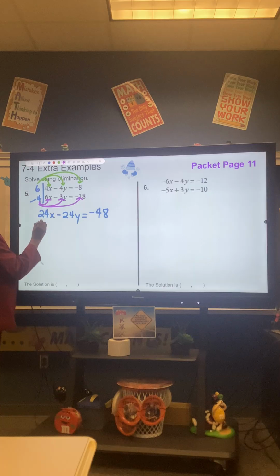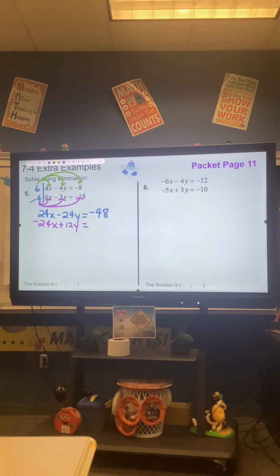Okay? So you should have negative 24x. A negative 4 times a negative 3 should give us a positive 12y. And a negative 4 times a negative 18 should give us a positive what? Jorge, what's a negative 18 times a negative 4? Calculate on your desk. Negative 18 times a negative 4. Somebody. 72. Thank you.